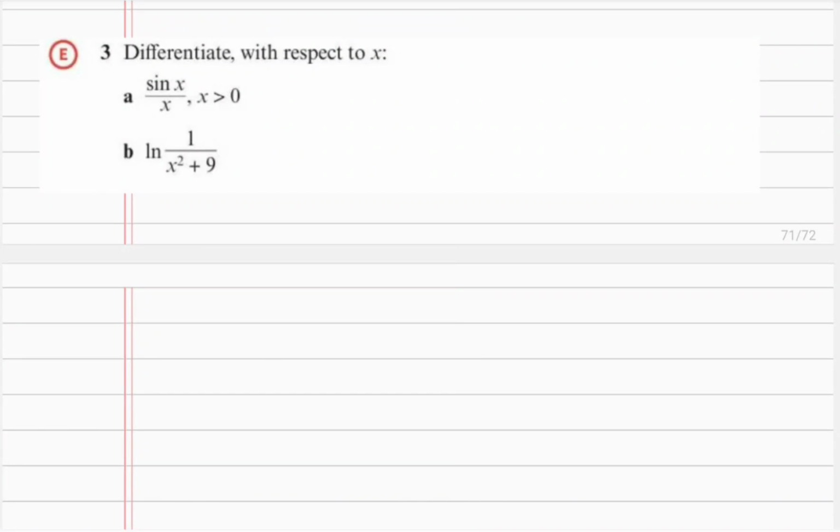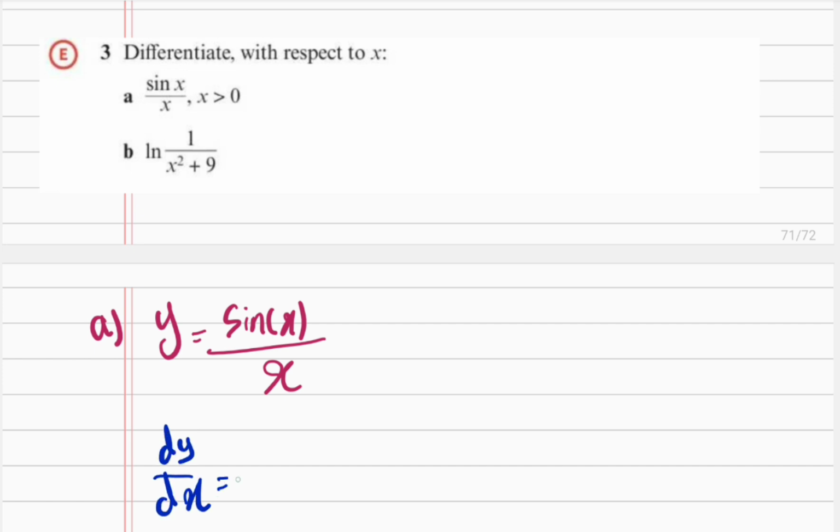Hi everyone, this video is on mixed exercise 9, question 3. In part A, we have the function sine x over x and we want to differentiate this. So it's a quotient rule. In order to differentiate y, we first square the function on the denominator and that stays on the denominator. So it's going to be x squared.